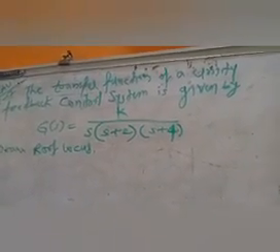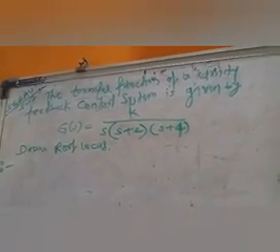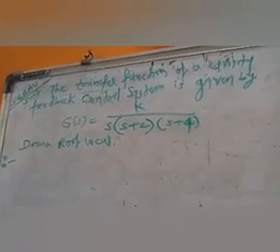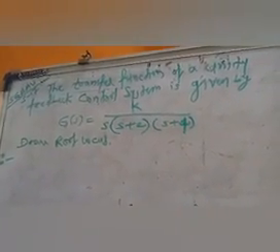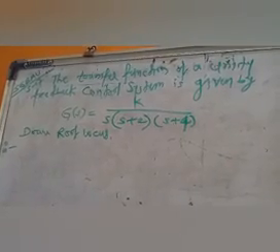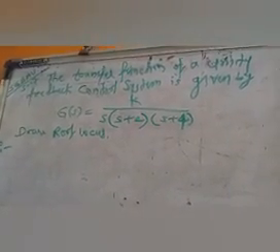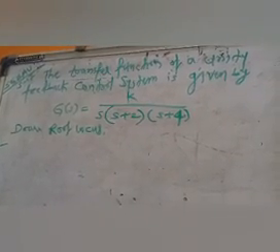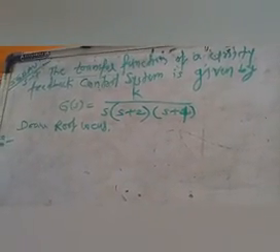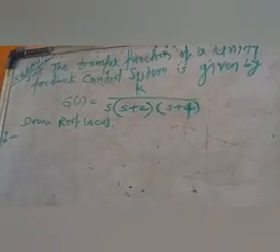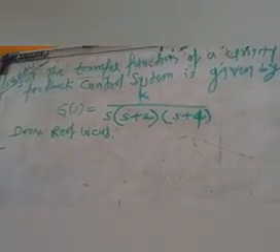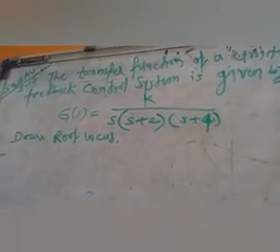Dear student, today we will take a very new problem, a very easy problem of root locus. What is the problem? The transfer function of a unity feedback control system is given by G(s) = K divided by s(s + 2)(s + 4). Draw the root locus. This is a university question asked in summer 2017. Now let us start this problem.